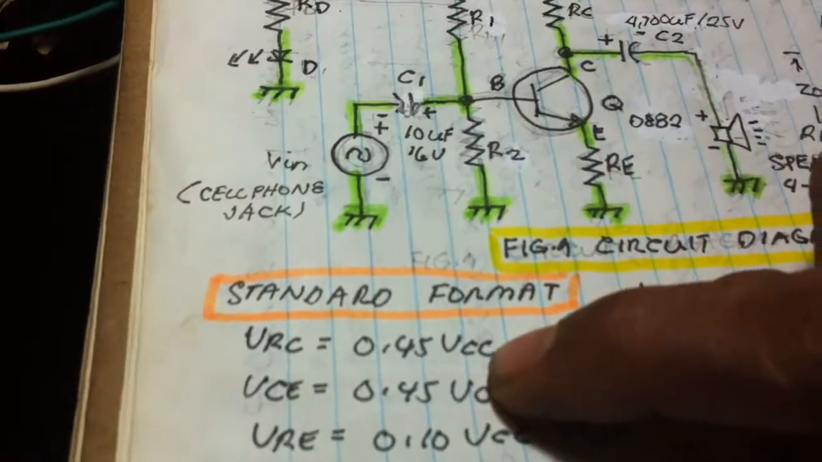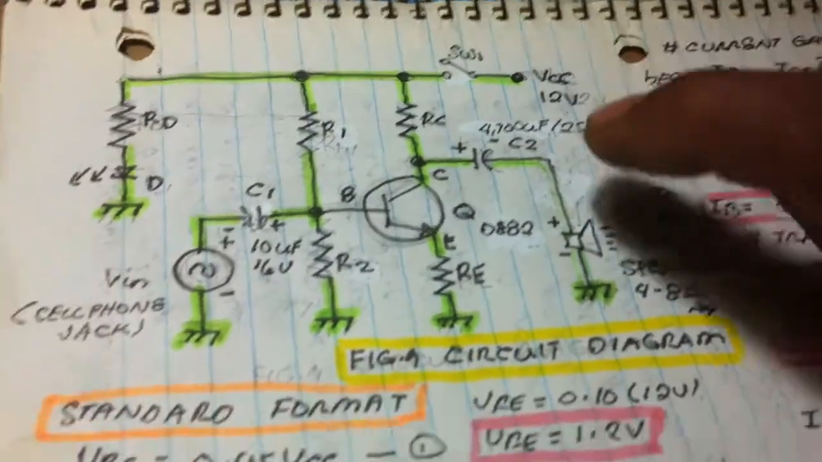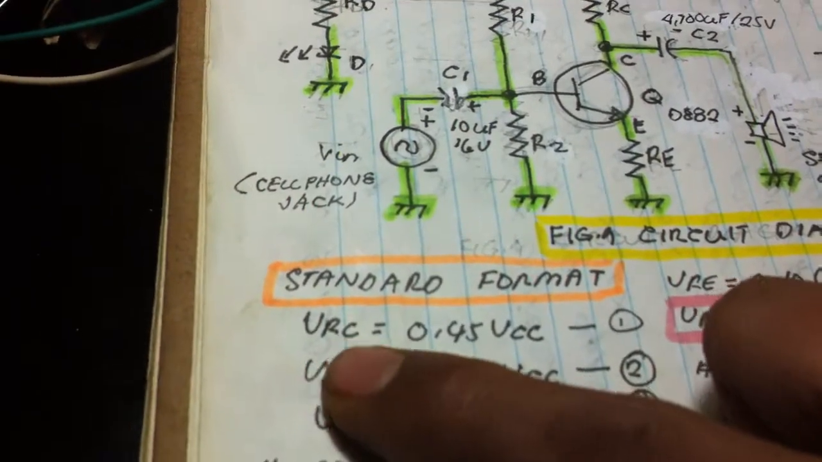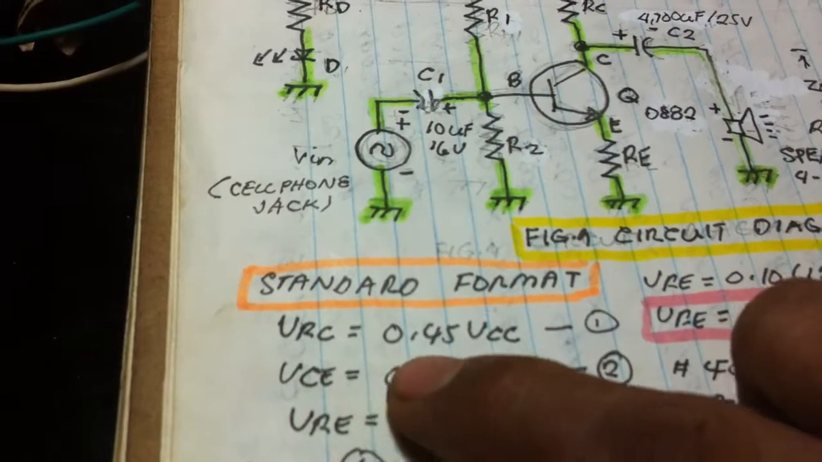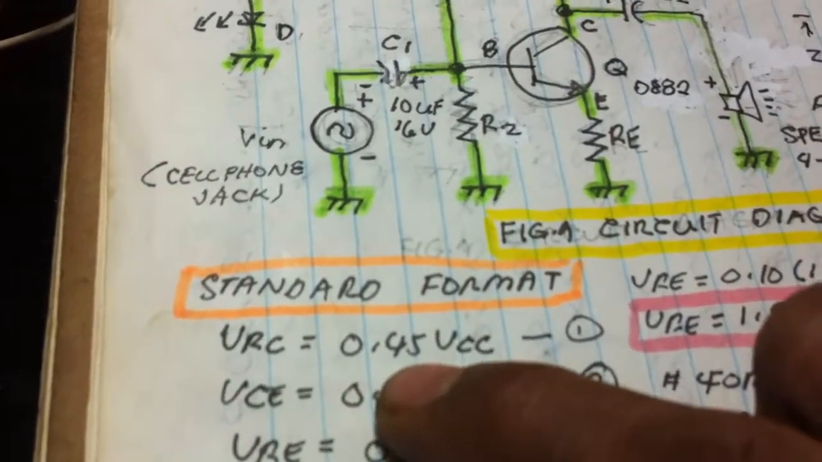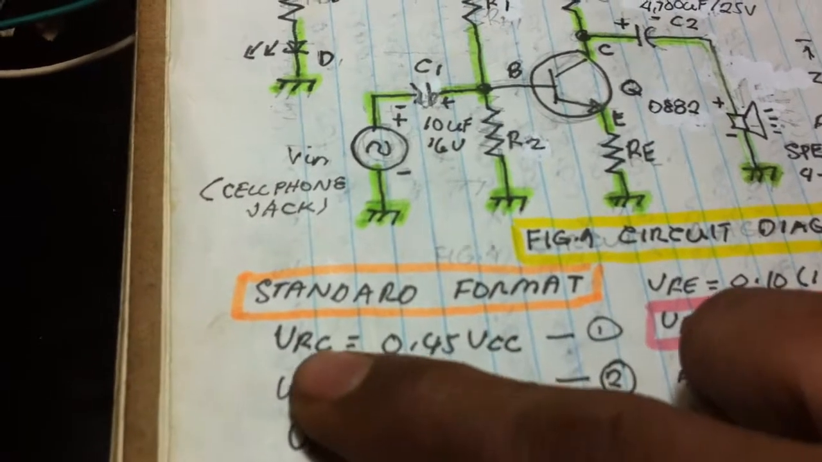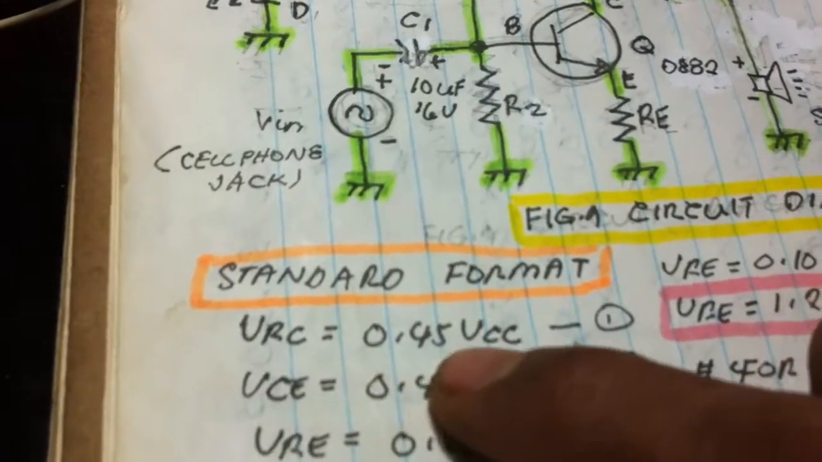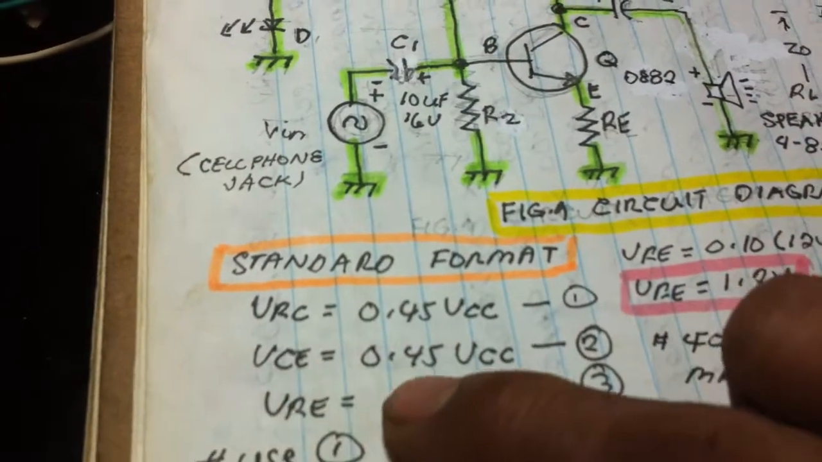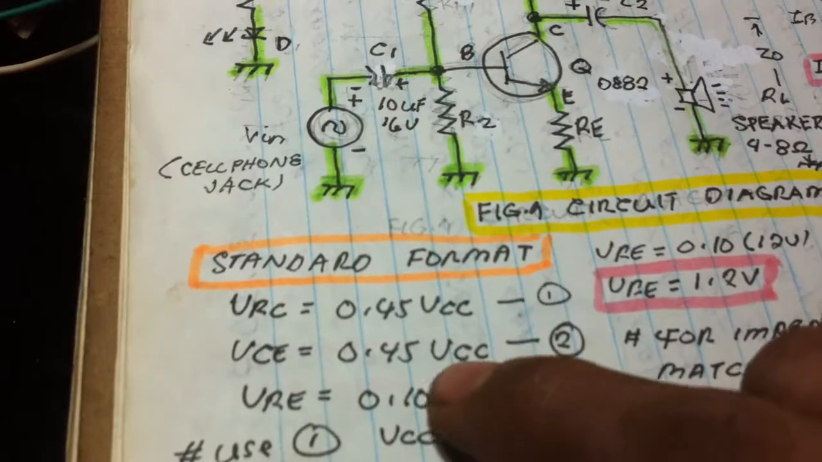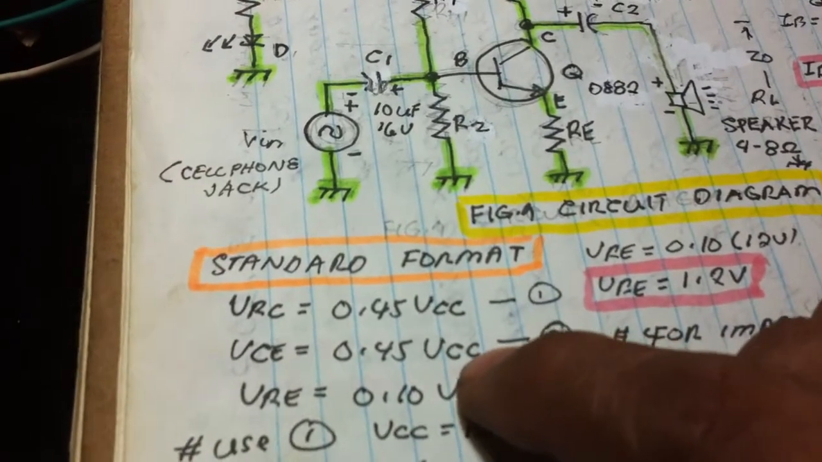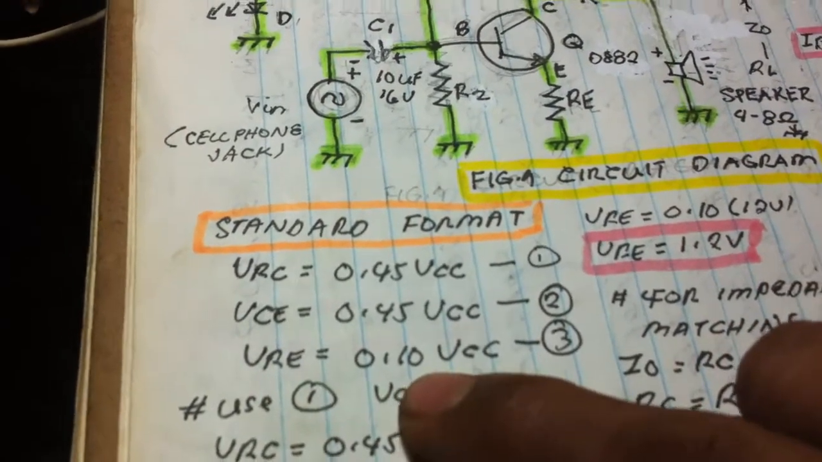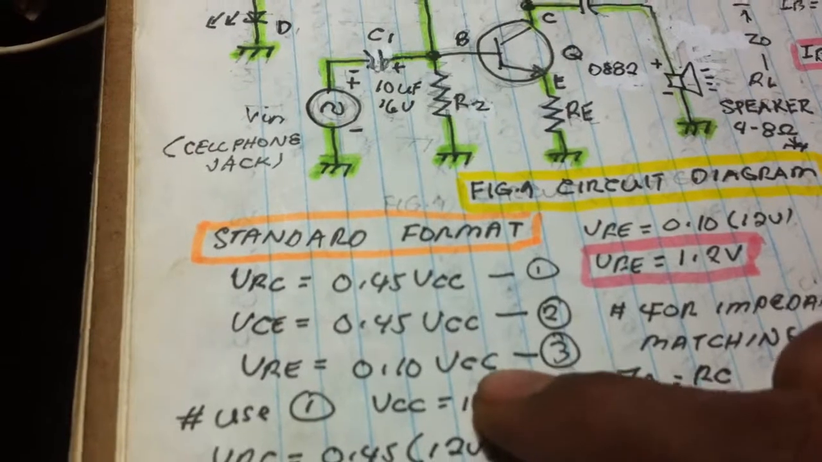Since we have the VCC here of 12 volts, this is equation 1. I'm using this formula. 45% of the VCC should be the voltage drop across RC. That is my requirement. I picked this standard format. For VCE, I use 45% or 0.45 of the VCC supply. And for the voltage at RE, 0.10 or 10% of the voltage supply.